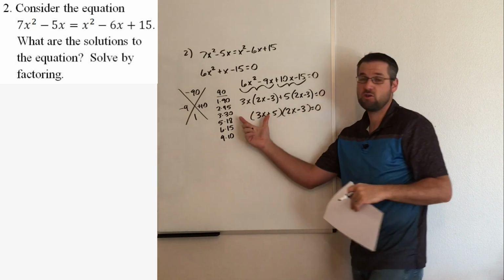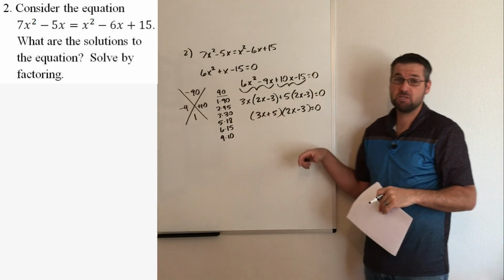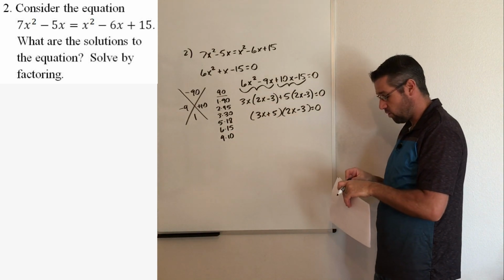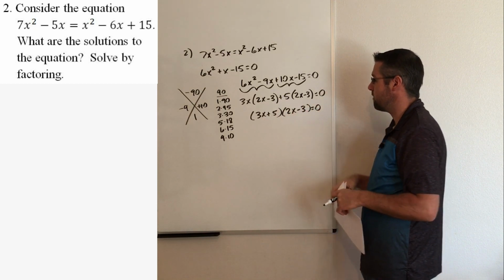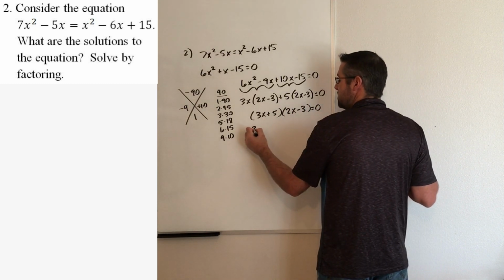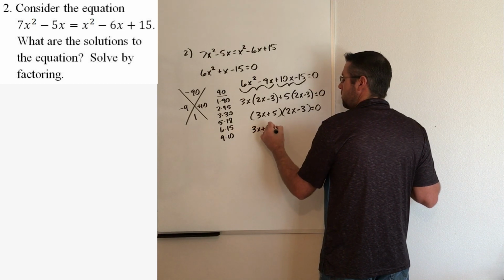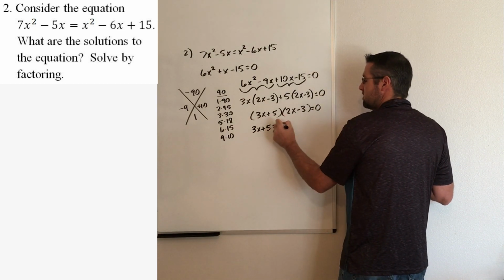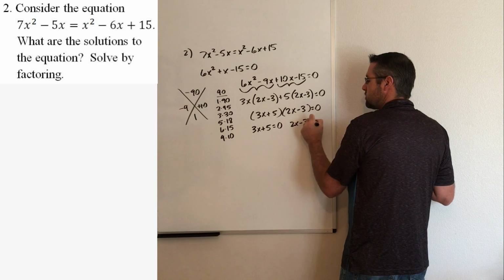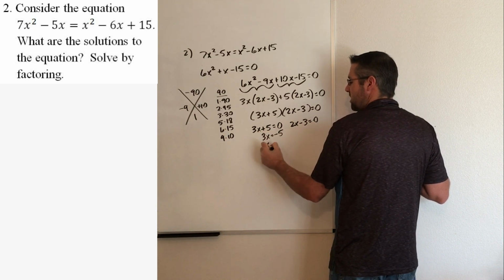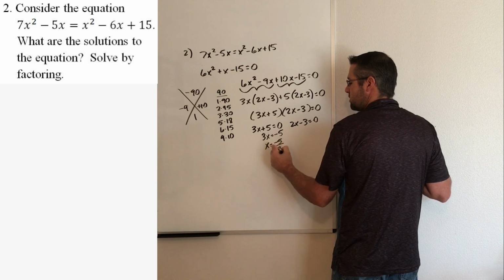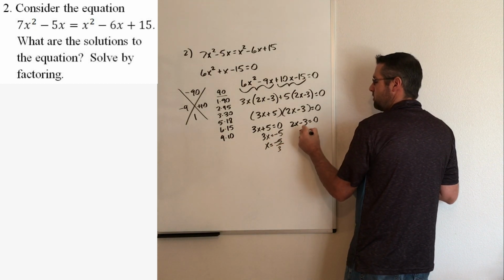So right now we've just factored it. The next step is to solve it. We are looking for the x values for which this equation is equal to 0. So we will use the zero product property. We will set each of these factors equal to 0 and solve each of those. So we'll subtract 5 and then divide by 3. So x equals negative 5 thirds. And then we'll add 3. So we get 2x equals 3.